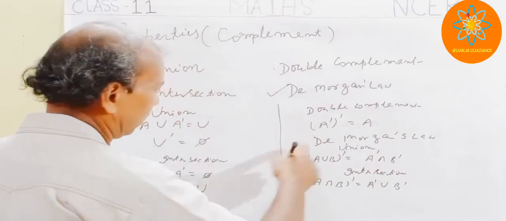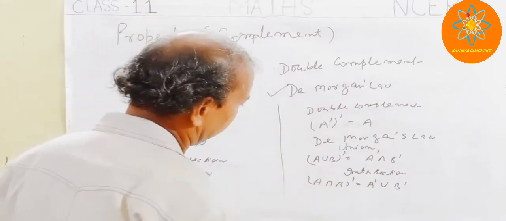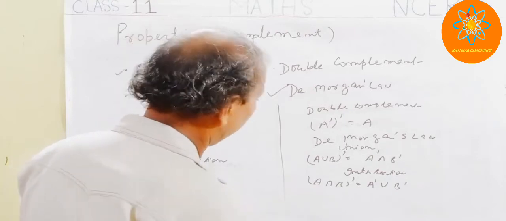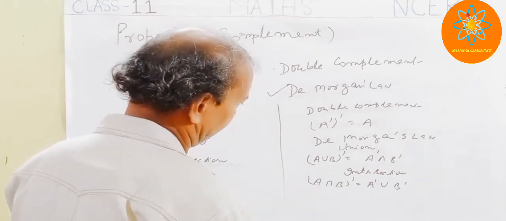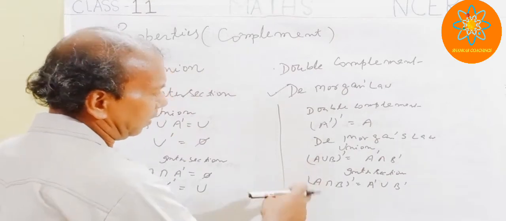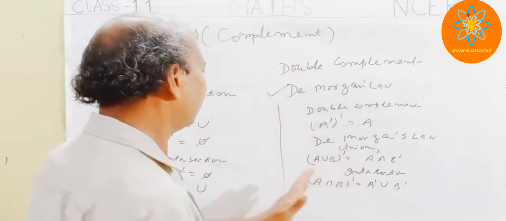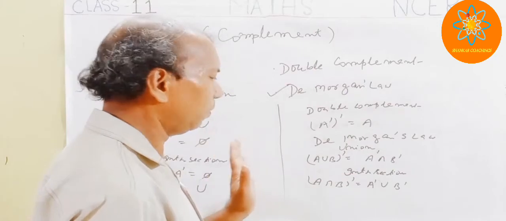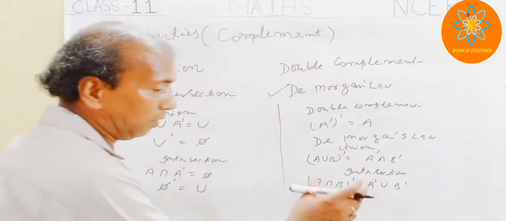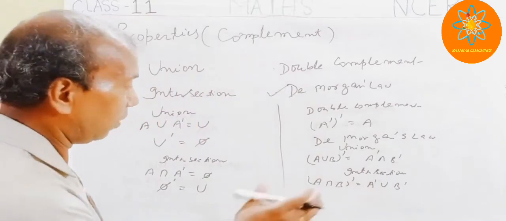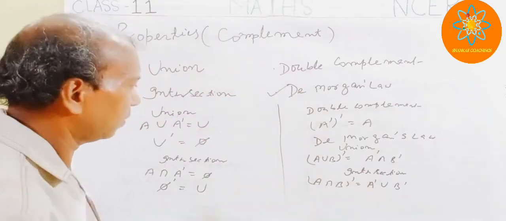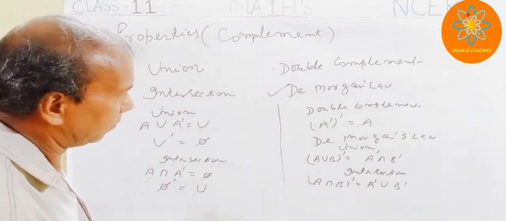So all these formulas you can verify. You can take the values of A and B. For example, let's suppose I have A and B. I will solve the left hand side A union B complement, and the right hand side A complement intersection B complement. If we get both values equal, we can say that De Morgan's law is applicable.